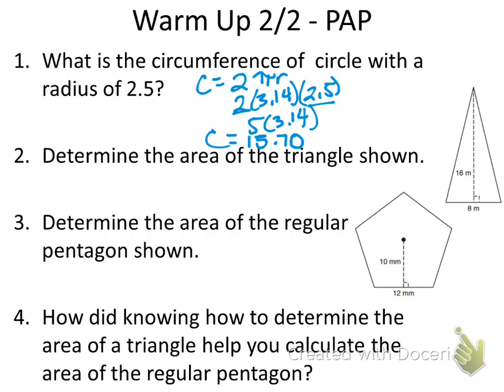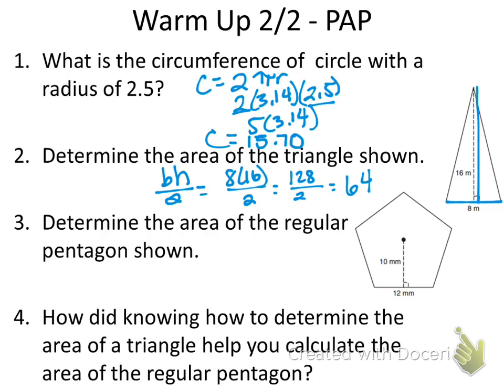Number 2, to determine the area of the triangle shown. Remember that area of a triangle is base times height divided by 2. In this triangle, our base is 8 and our height is 16. So we'll have 8 times 16 divided by 2. 8 times 16 is 128. 128 divided by 2 is 64. So our area is 64 meters squared.